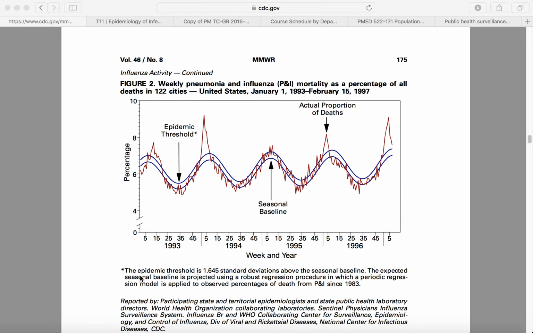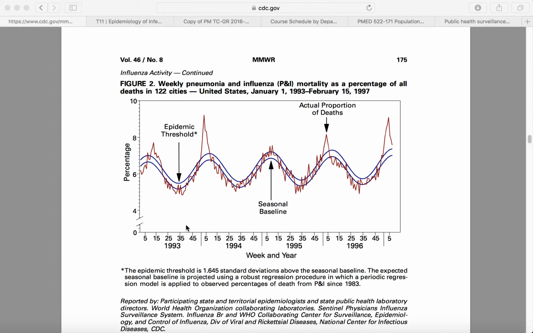And what you'll notice is here we have the epidemic threshold is 1.645 standard deviations above the seasonal baseline. And so if you remember, this is approximately like our one-sided 95% confidence interval Z value, roughly. And so we wouldn't expect it to be above a certain level for any given time. And so what this allows us to do is to see exactly when it crosses that threshold, so that we know when things are happening more often than usual.